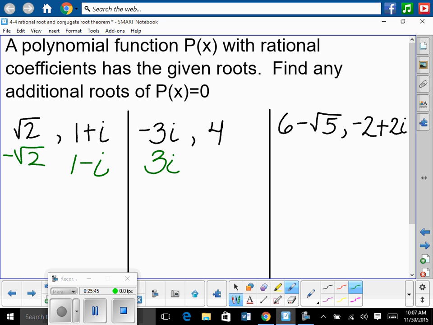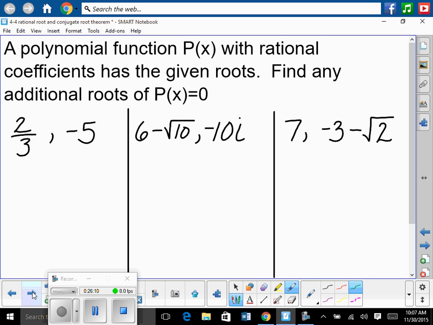So what about 6 minus the square root of 5? If that's a root, then its conjugate must also be a root, right? Negative 2 plus 2i. If it's a root, its conjugate must also be a root. So negative 2 minus 2i is also a root. Is everybody comfortable with that? I'm confused at what's so hard about it. Am I not making sense? This is one of the easiest things.